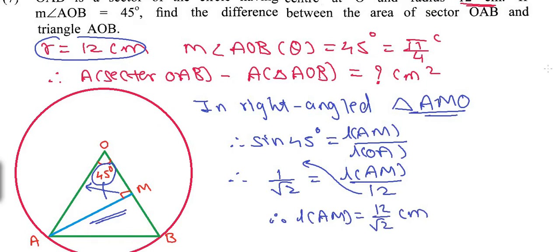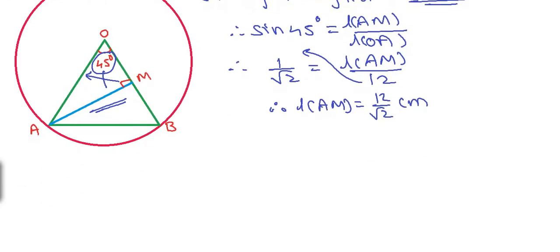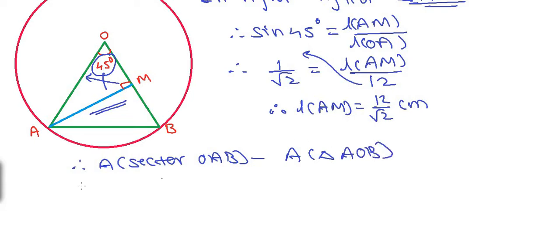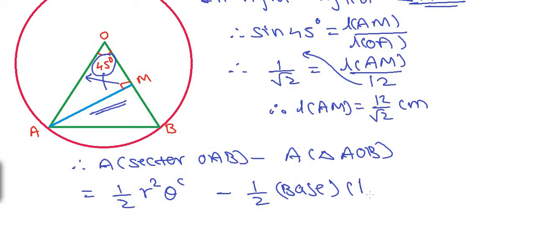Okay, now let us try to find out the required quantity. The required quantity is, therefore, area of sector OAB minus area of triangle AOB. That is equal to, the formula for area of sector is half into r square theta, in radian of course, minus area of triangle. Now what is the formula for area of triangle? Half into base into height. Half into base into height.